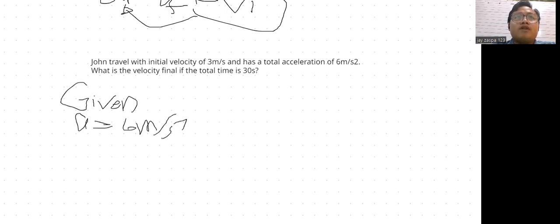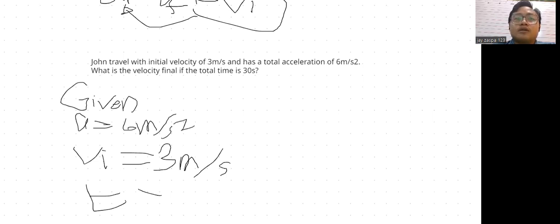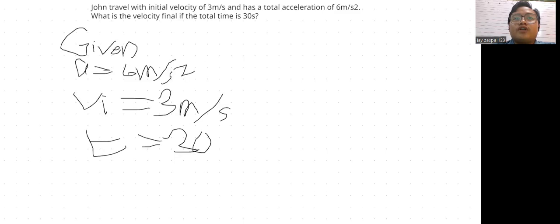And then our initial velocity will be 3 meter per second. And our total time is 30 seconds. We have 30 seconds total time. So how are we going to solve the final velocity? Okay, let's find the final velocity this time.